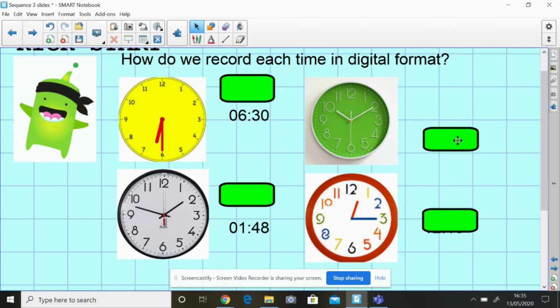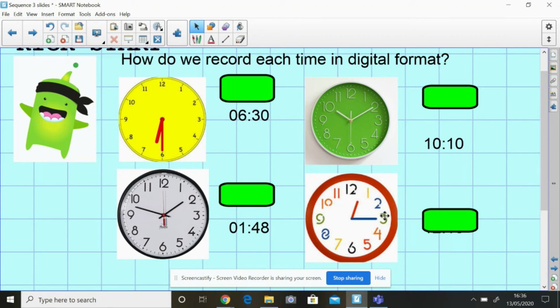Now let's look at this one. We need to count round in 5s again until we get to the minute hand, which is the longer hand. So 5, 10, 10 minutes past 10. How do we write that in digital format? 10:10.